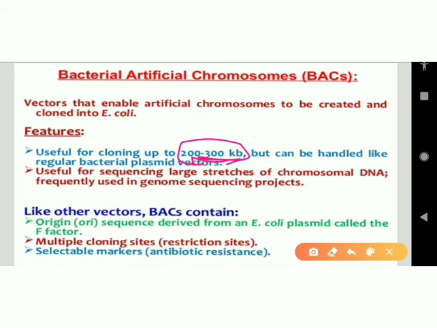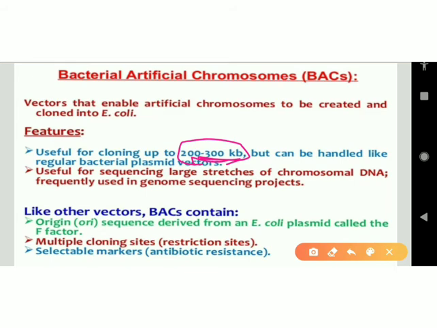Like other vectors, the bacterial artificial chromosome contains an origin of replication. The origin of replication in a plasmid or vector is called the ORI. The sequence derived from the E. coli plasmid is called the F factor. The F factor was already discussed in general microbiology.